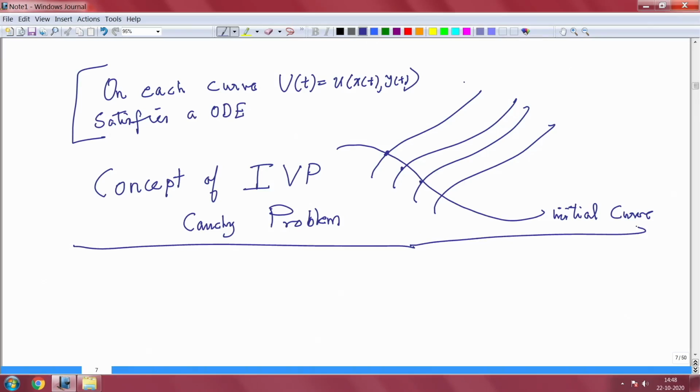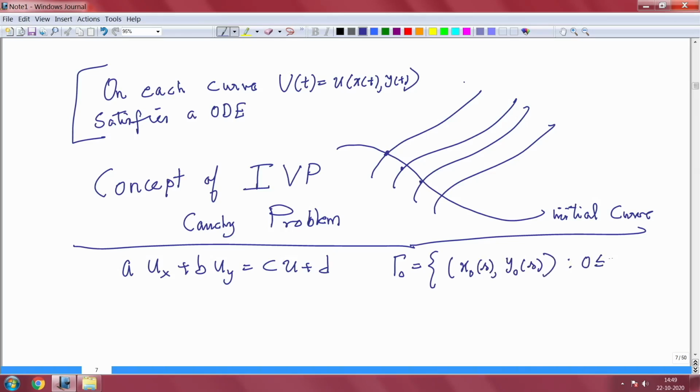So, what is the Cauchy problem? You have your PDE, a u_x plus b u_y is equal to c u plus d, and then there is an initial curve, gamma naught. I will give a parametric representation of the curve. So, gamma naught is equal to x naught of s, y naught of s, where 0 less than or equal to s less than or equal to 1. That is your initial curve, called gamma naught.